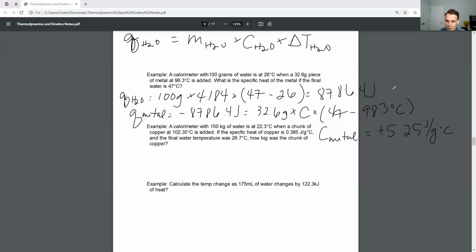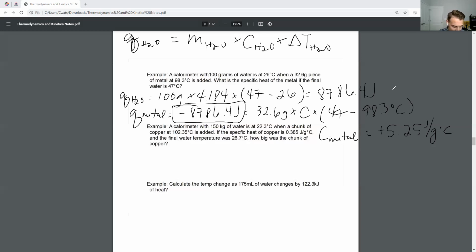It's important to note, a C cannot be negative. So if you've got a negative specific heat, you have to pay attention to your sign. Most likely you didn't do this, okay? So please do keep that in mind. Let's look at the next example.